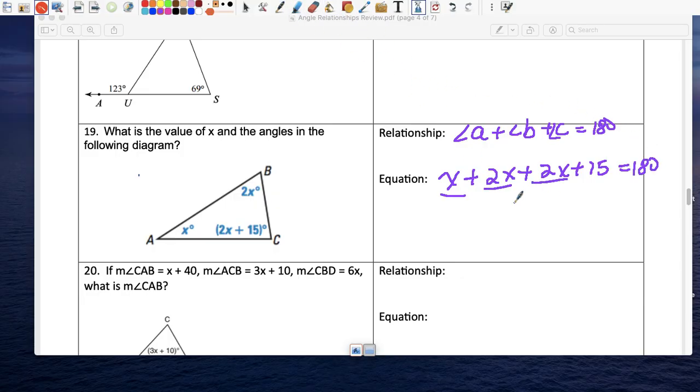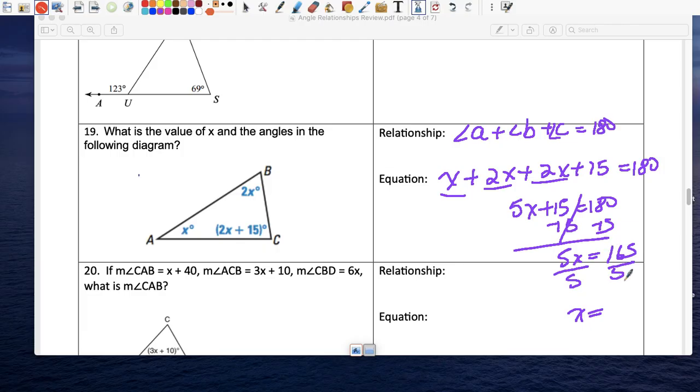So that's 5x plus 15 equals 180. Minus 15, minus 15. 5x equals 165, divided by 5, divided by 5. X equals 31. Not degrees, sorry. X equals 31. So we want the angles. This one is already 31 degrees. This one is 2 times x, so 2 times 31, which gives me 62 degrees. And this one is 2 times 31 plus 15. 2 times 31 is 62, plus 15 gives me 77.